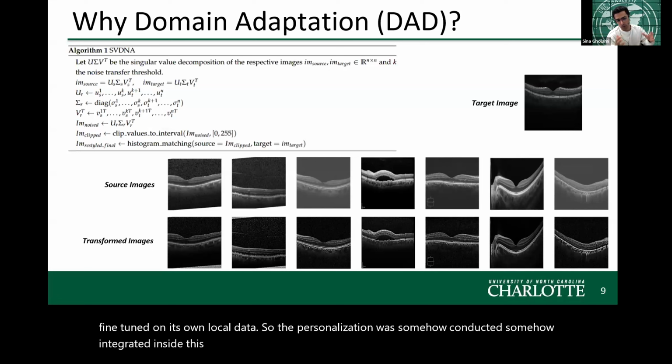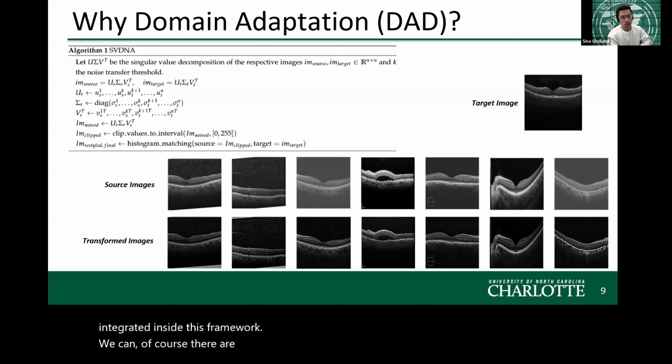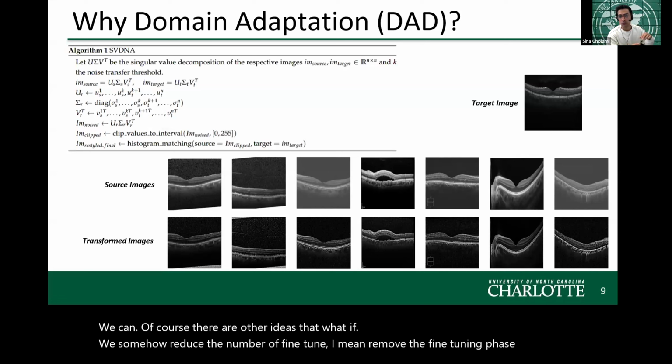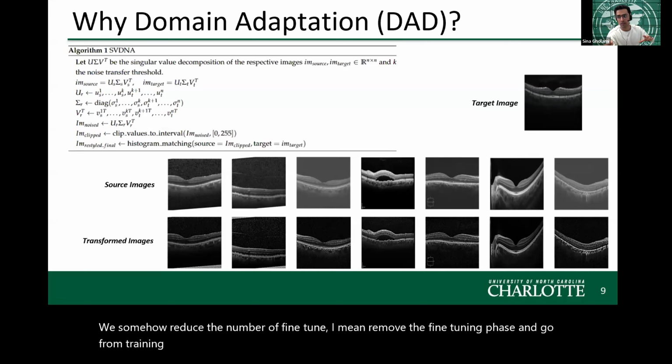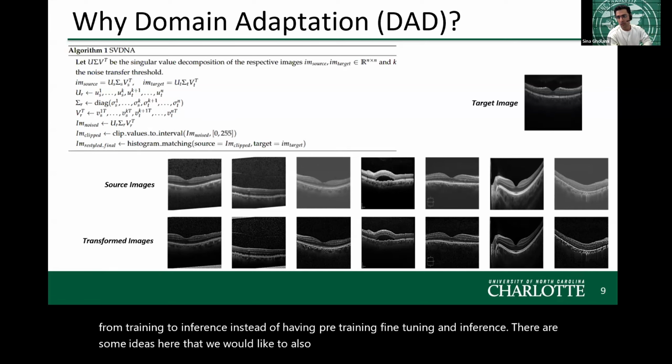There are other ideas, like what if we somehow remove the fine-tuning phase and go from training to inference, instead of having pre-training, fine-tuning, and inference. There are some ideas here that we would like to also explore. But at this time, with this framework, there is no need for that.